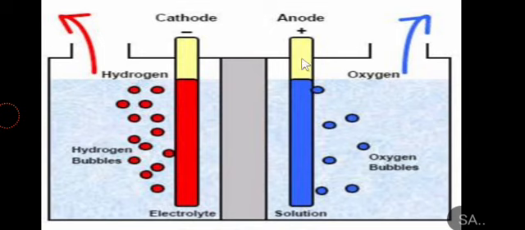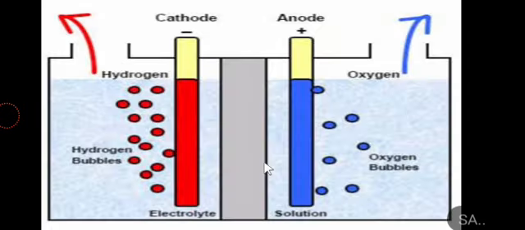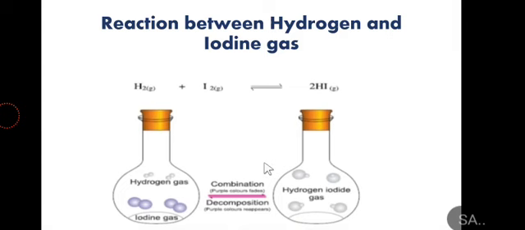So this is how the reversible reaction is happening. Hydrogen is combining with oxygen, and by its combination water is produced. And upon electrolysis, this water will give you back hydrogen gas and oxygen gas. I hope that this concept is clear. For further clarification, there is another example.